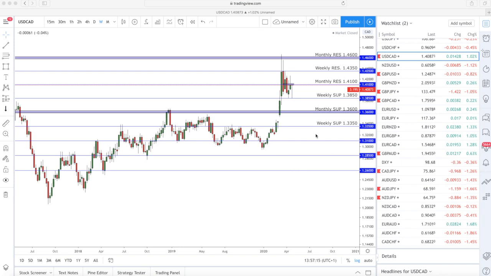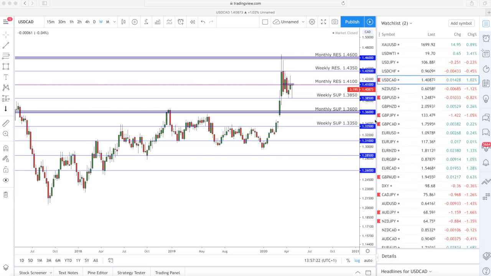So we've got quite a lot to go through this week. We've highlighted the pairs here that I'm going to be going through. As you can see, there's quite a few pairs to get through. So let's not waste any time and get right onto the charts.